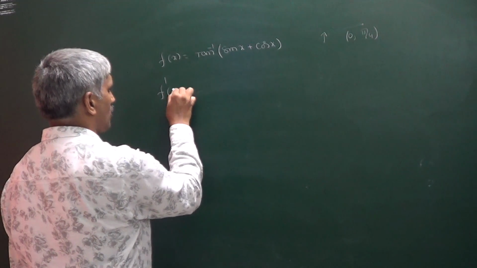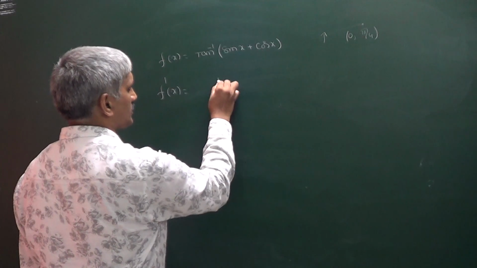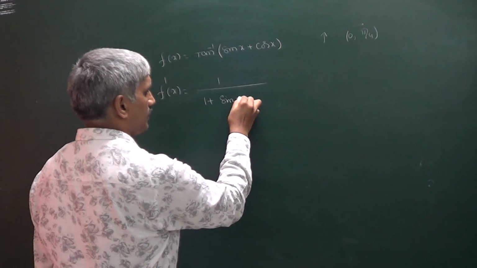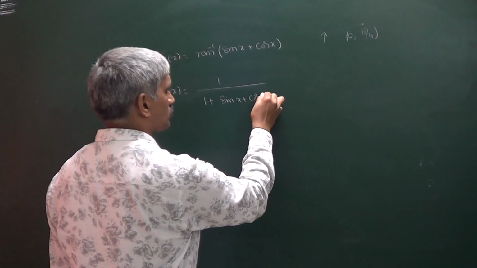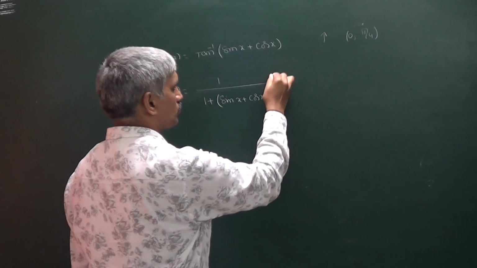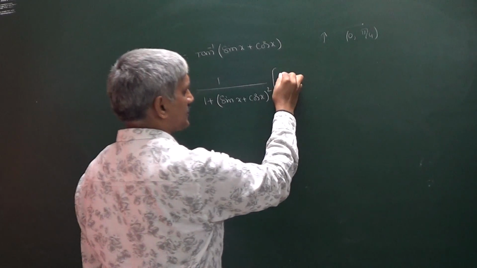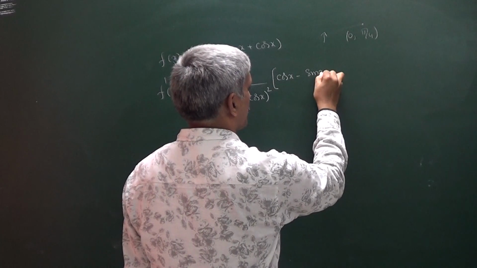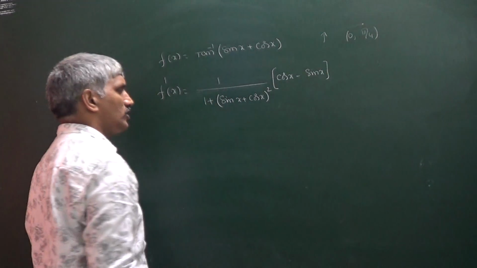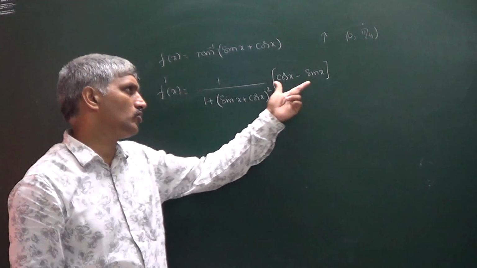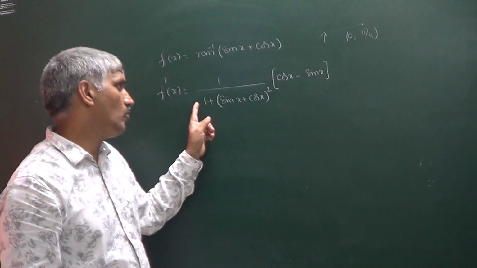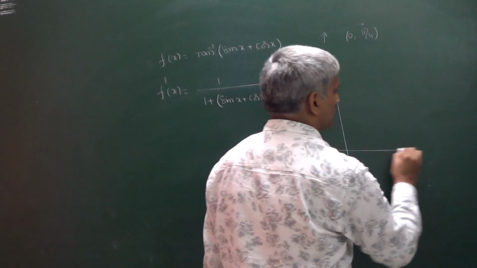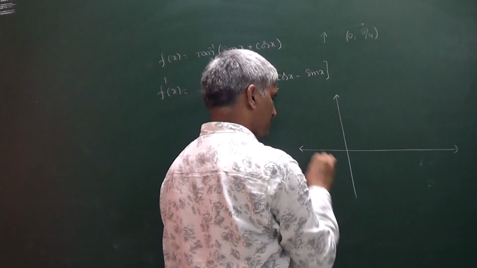Okay, right. F dash of x is equals to tan inverse x differentiation 1 by 1 plus x square, sin x plus cos x whole square, into inner function differentiation. Sin x differentiation is cos x, cos x differentiation is minus sin x. Now we got the information. F dash of x is equal to cos x minus sin x by 1 plus sin x plus cos x whole square. You know very well the graph of sin x and cos x.